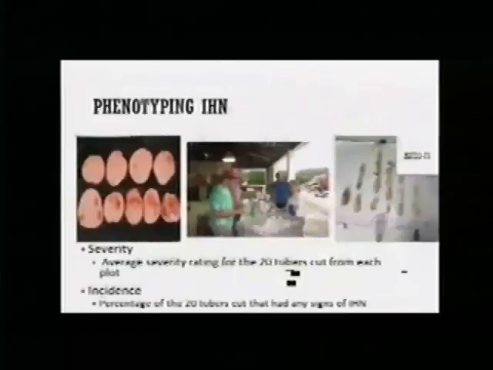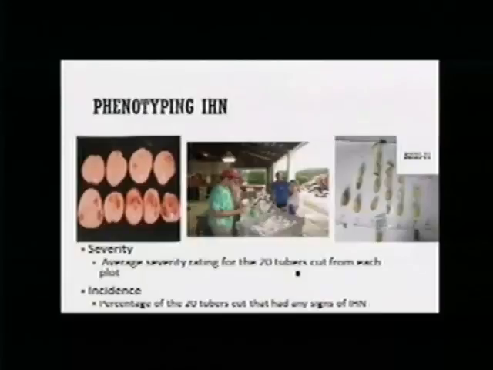The way we graded this is we actually gave it 2 different ratings. We gave it a severity rating. So what we did is we took 20 tubers from each plot, we quartered them, and then I rated them on a scale of 1 to 9 for severity, all 20 tubers, 9 being no necrosis, 1 being completely necrotic. And I took the average of those severity ratings, and that was my severity rating. And also for incidence, the percentage of those 20 tubers that had any sign of IHN. That was my second rating for IHN.